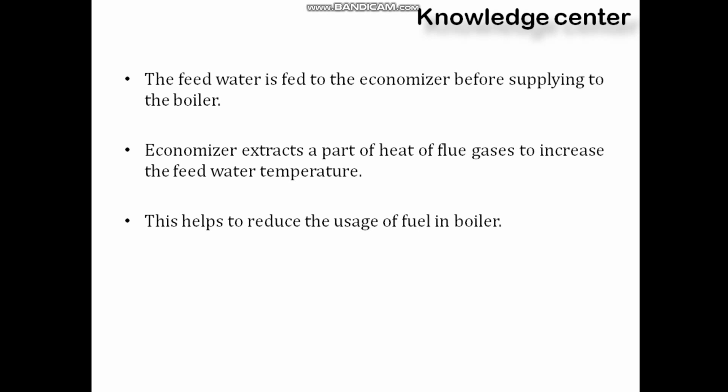If fuel is reduced, then, since fuel is the input to a system, efficiency will get increased if the input is reduced. So that is how it increases the efficiency of a system.